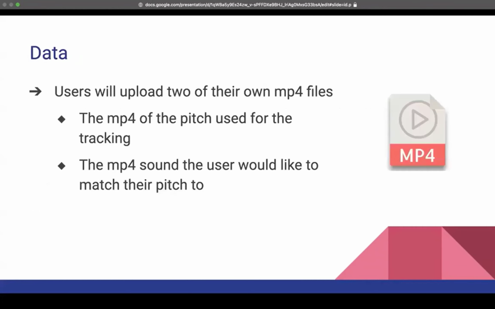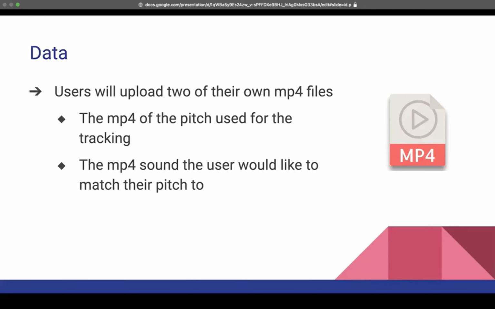So going into our data, our users are going to upload two of their own MP4 files. The first MP4 file is the pitch that's used for tracking. So this is something that the user might be singing or playing on an instrument. And then the second piece of data is an MP4 file that the user would like to match their pitch to. So this would more so be the standard of what the first MP4 is being compared to.